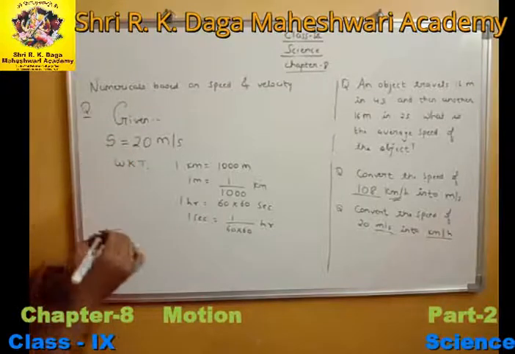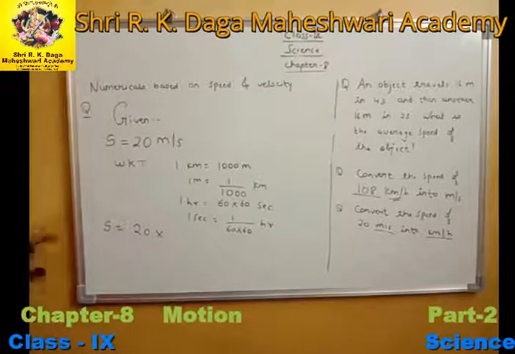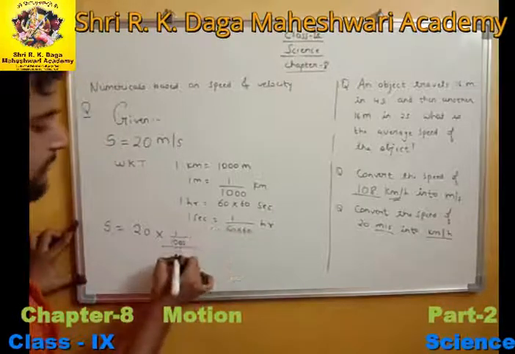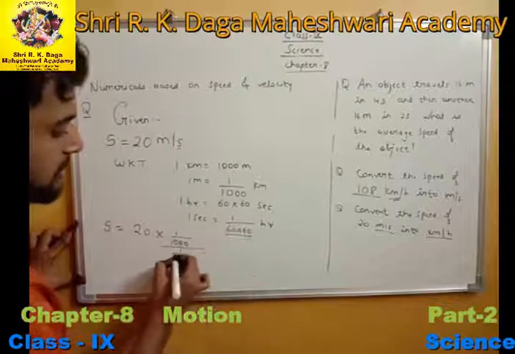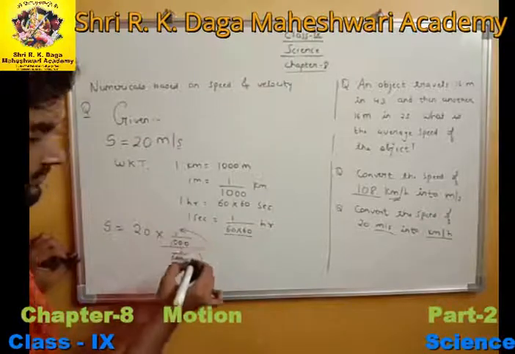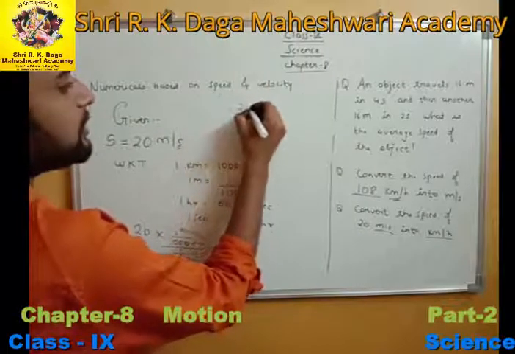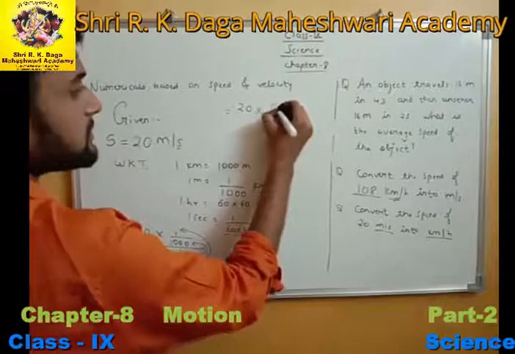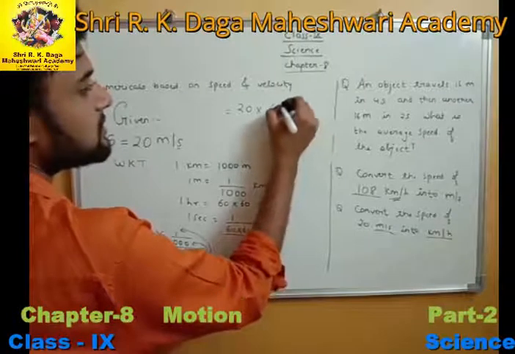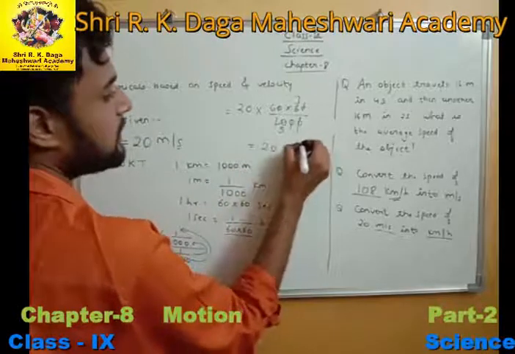Now we have to convert this speed. So S is equal to 20. For this meter, I can write 1 upon 1000 divided by, for this second I can write 60 into 60. Now what will happen? This will go to the numerator and this will go to the denominator. So on solving, what do we get? 20 into 60 into 60 divided by 1000. 0 and 0 cancel, 0 and 0 cancel, 2 3s are 6, 2 5s are 10. So 20 into 18 by 5.